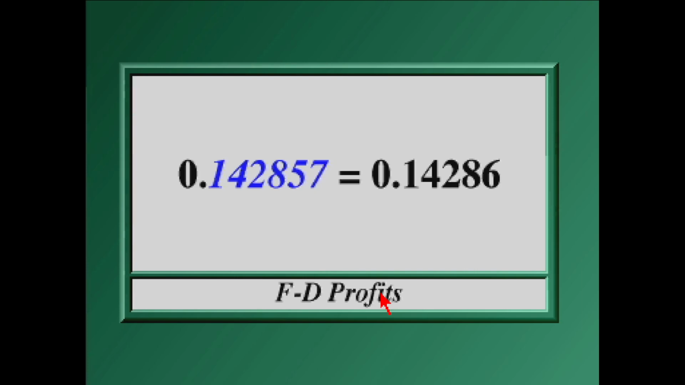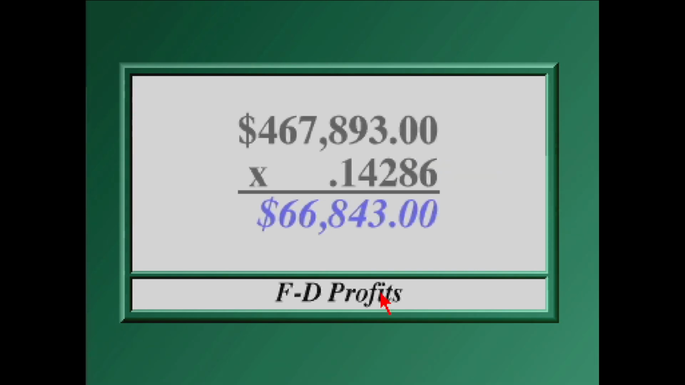Paul looks at the 6th decimal place and sees that it is a 7. Since 7 is larger than a 5, the number in the 5th decimal place is raised by 1. 0.14286 results. Paul multiplies 0.14286 times the gross sales figure of $467,893. $66,843 results, rounded to the nearest dollar.